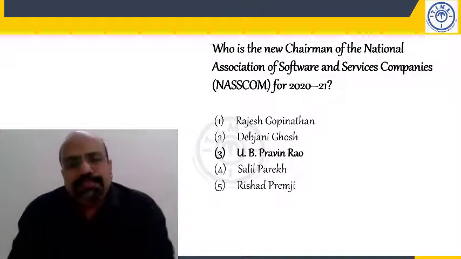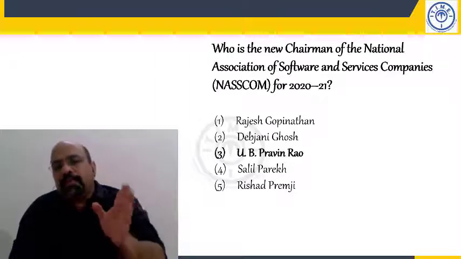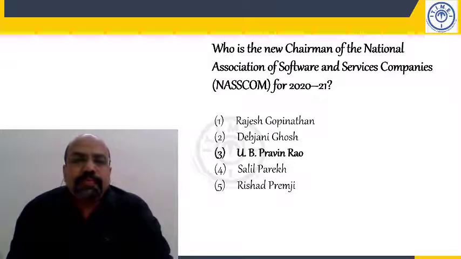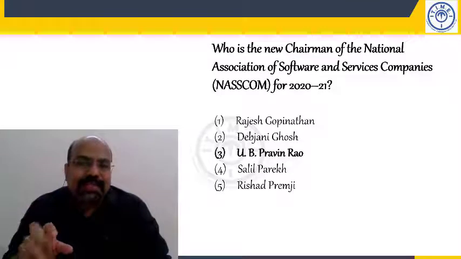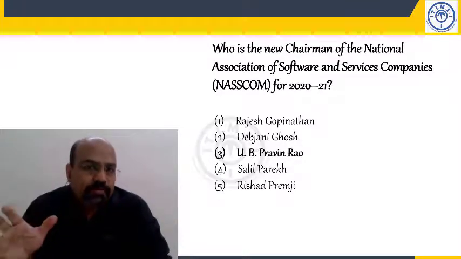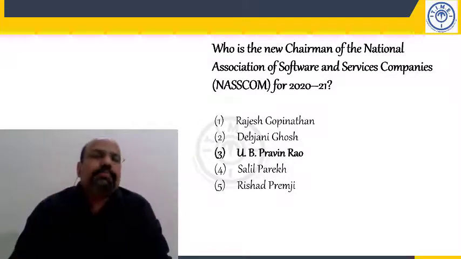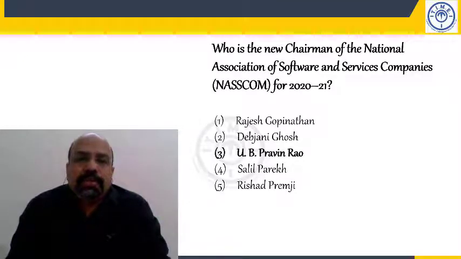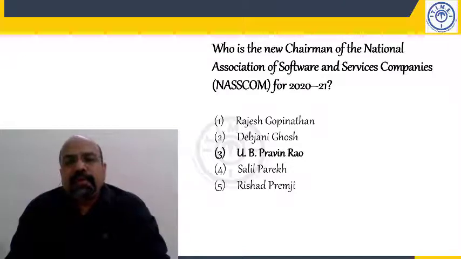So what about the choices here? Look at choice 2, Devjani Ghosh. She's President of NASSCOM. So write President, the fourth point under NASSCOM. The first is the year of establishment, 1988. Second is where's it headquartered. Third is the current chairman. Fourth is President. Look at choice 2, Devjani Ghosh.